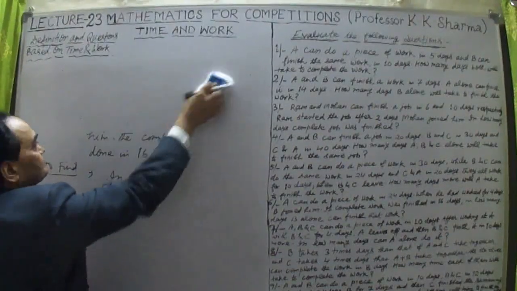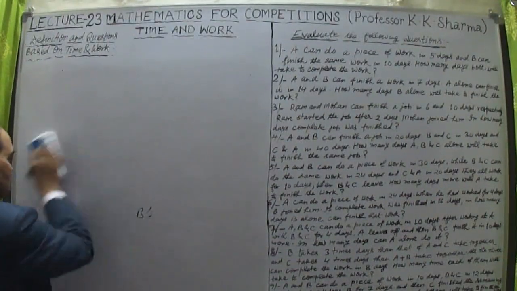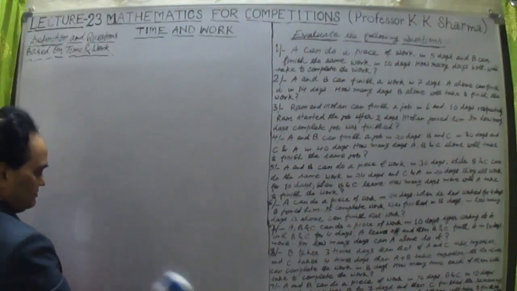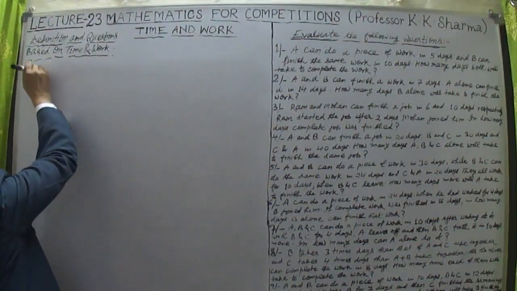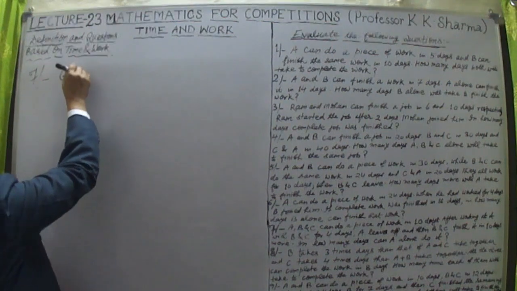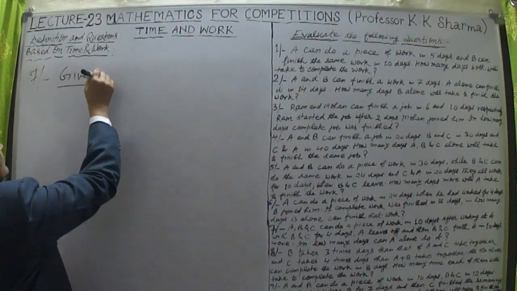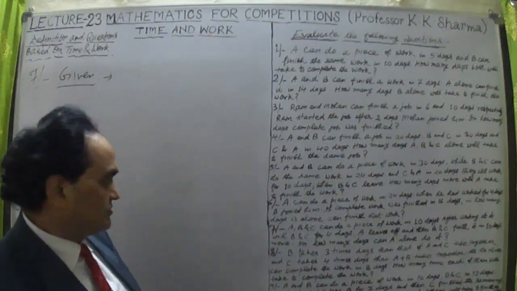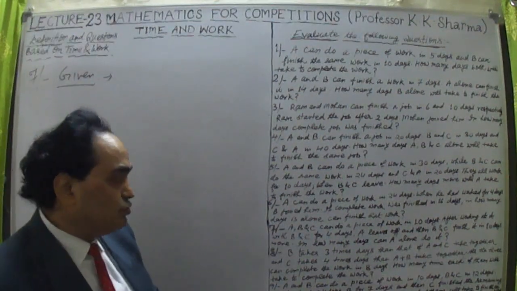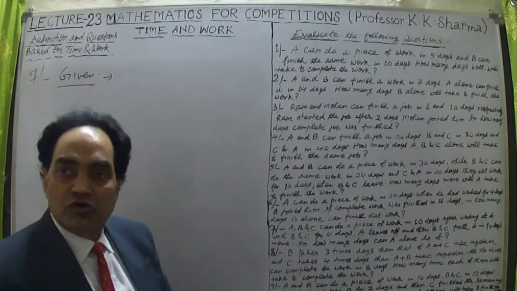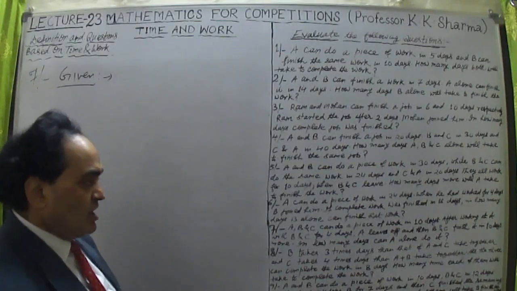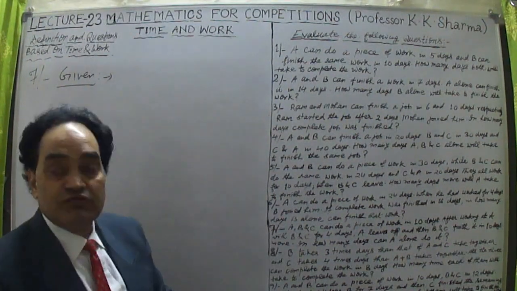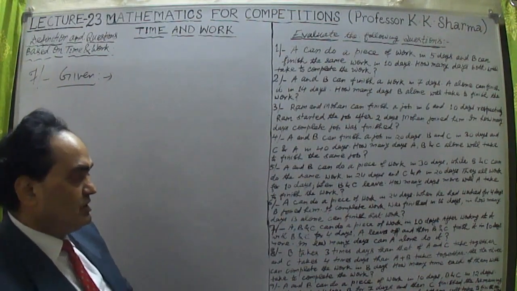Now question number 7. Let me complete question number 7. What is given to us here? Let me first write. Given to us is A, B and C. They say A, B and C can do a piece of work in 10 days. All three can do the work in 10 days. After working at it with B and C for 4 days, A leaves off.